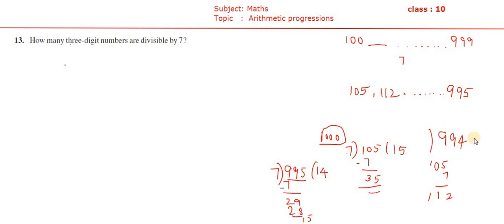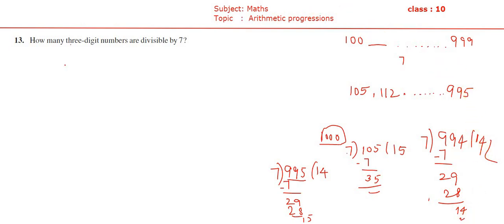Then check with another number less than that, 994. Check with 994, what do we get? 7 ones are 7, remainder 2, and 9. 7 ones are 7, then 7 fours are 28, the remainder is 4, 7 twos are 14. Therefore 994 is divisible.